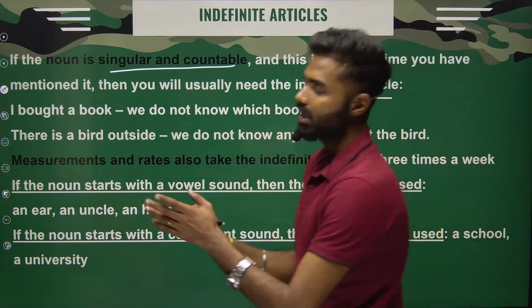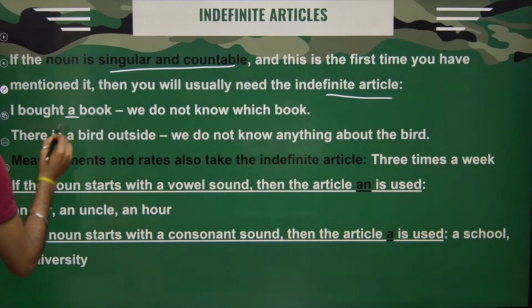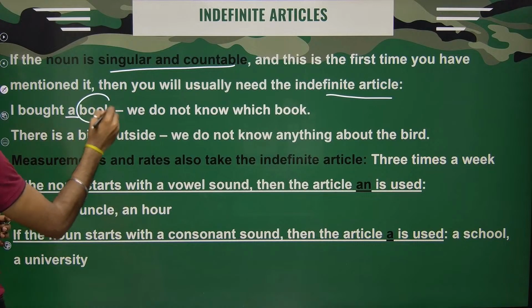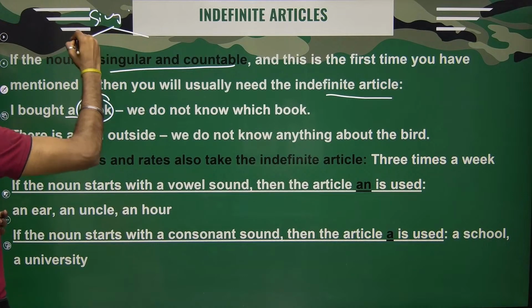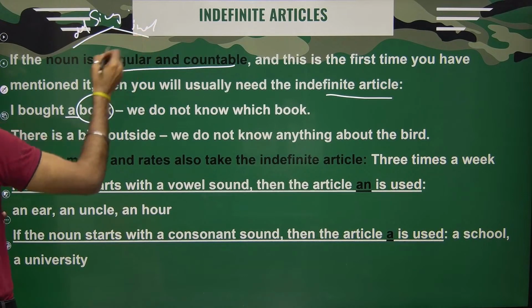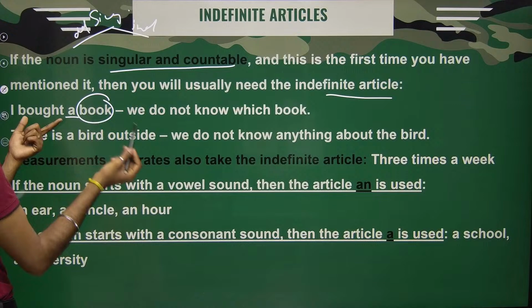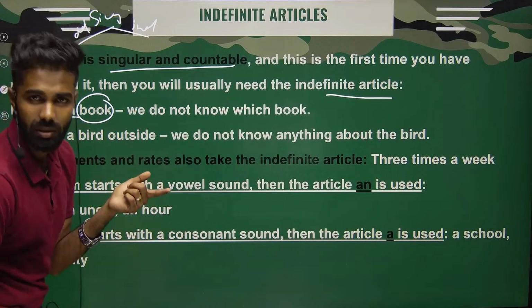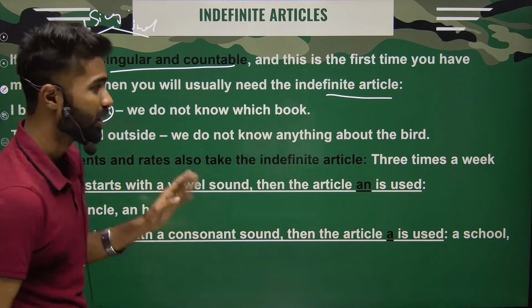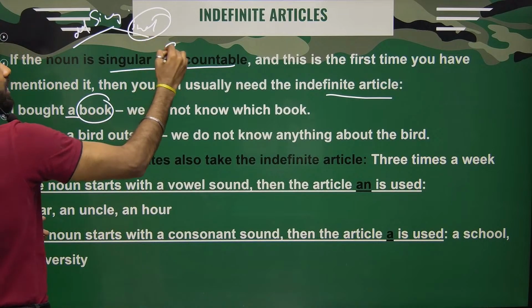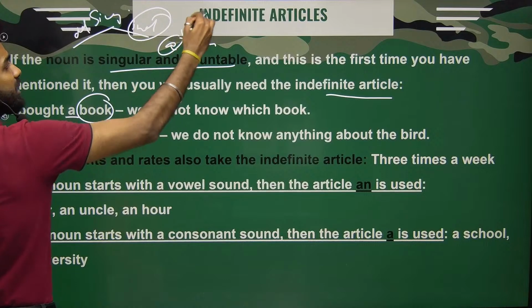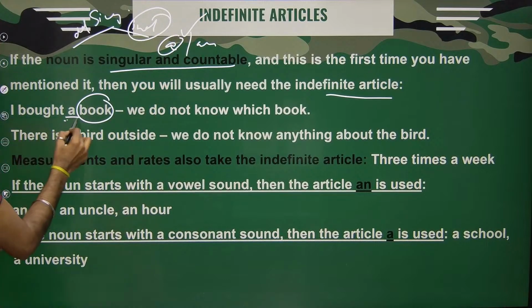See, I bought a book. Book is my singular, countable, indefinite noun. I do not know which book I bought. I don't know what the price of the book is. I don't know anything about the book. I simply bought a book. Very general, no particular detail. Indefinite. A or an, I will use a. All right, I bought a book.